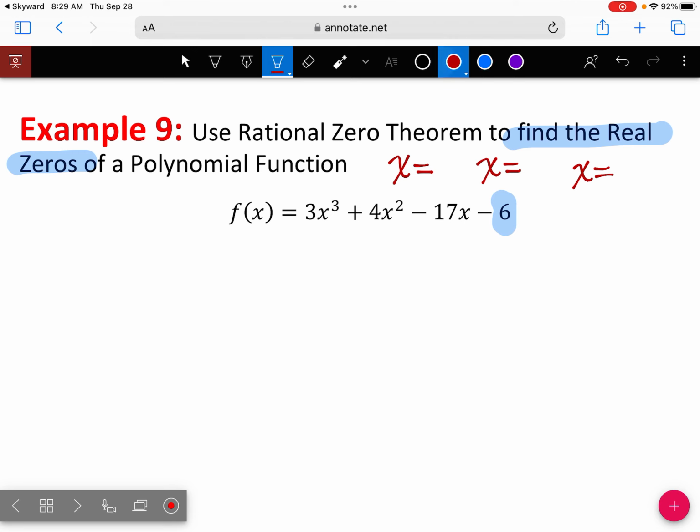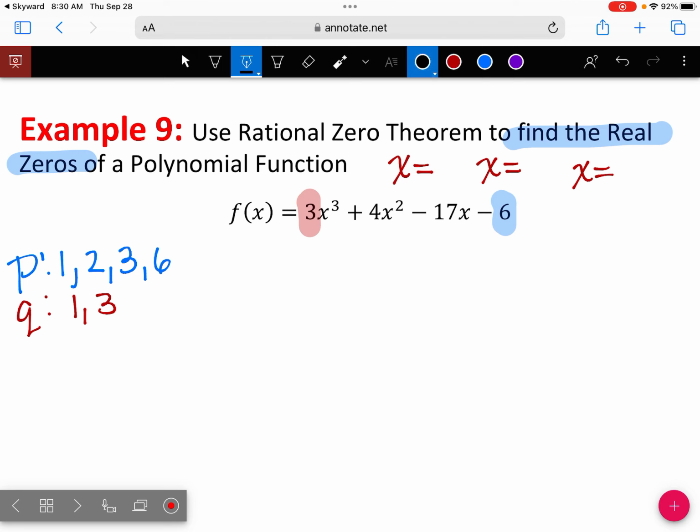So this is P, this is Q. So let's start off by listing our P over Q's. So the factors of P are 1, 2, 3, and 6. And the factors of Q are 1 and 3. So I'm going to list my possibilities so I'll know which numbers to test. So my possibles are positive and negative 1, positive and negative 2, positive and negative 3, and positive and negative 6. Then if I take those 4 numbers and divide them by 3, I get 2 more.